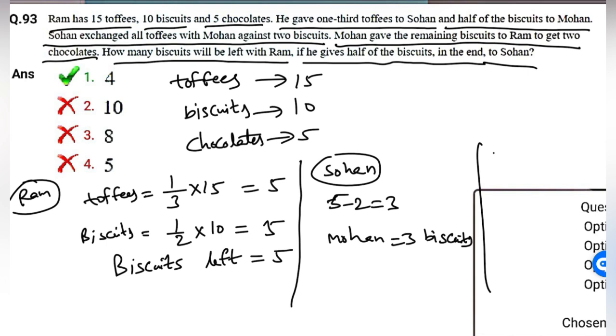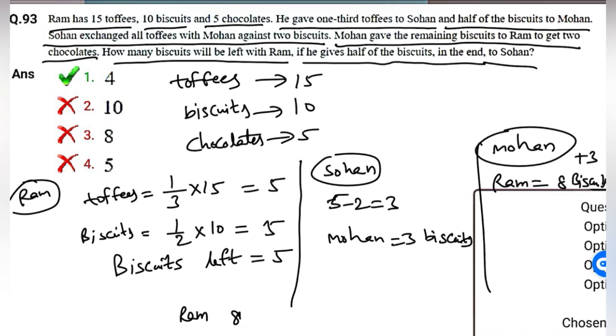Now Mohan gives 3 biscuits to Ram and gets 2 chocolates. Means now Ram has 8 biscuits. So Ram gives half to Sohan. Means 8 by 2, that is equal to 4.